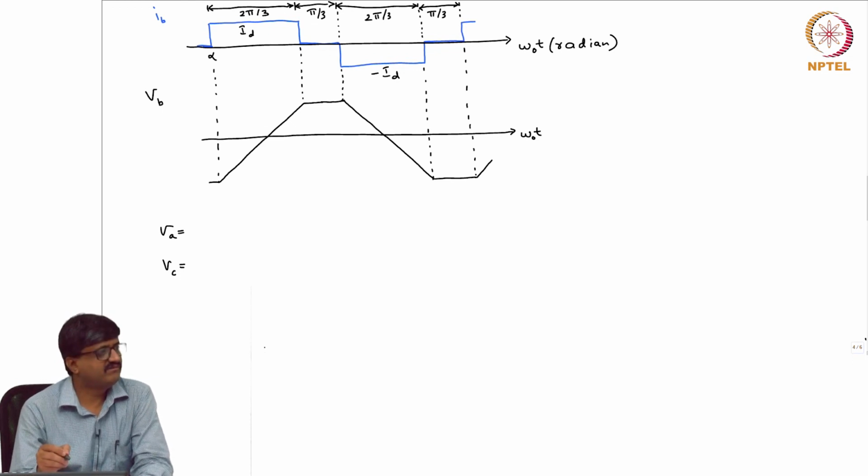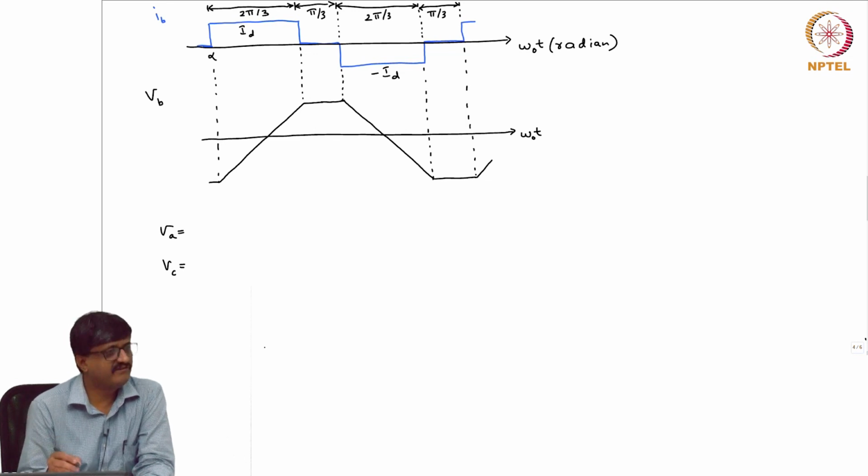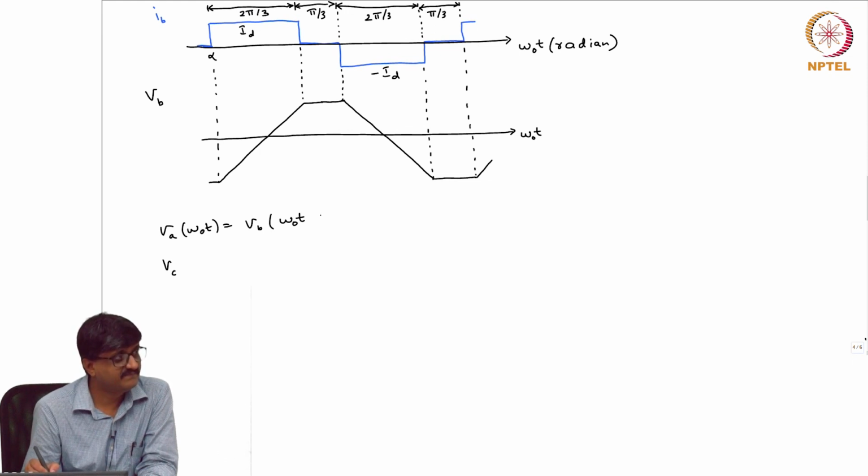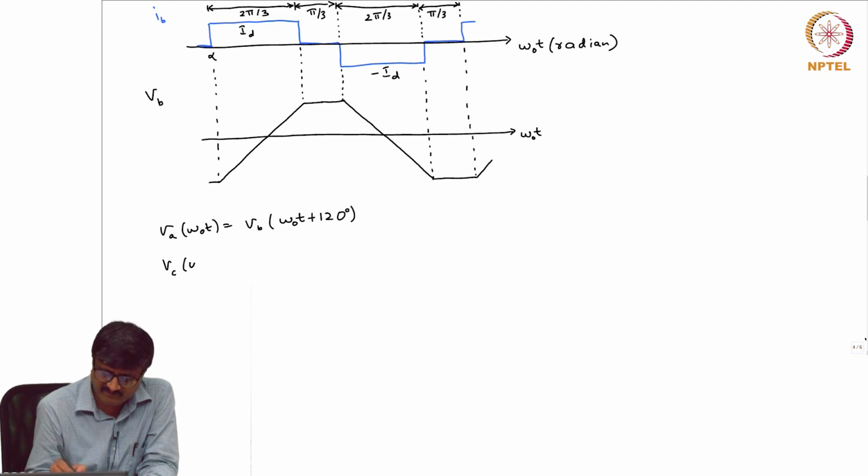So VA can be said to be identical to VB except that there is a phase shift of 120 degrees. So can I say that VA is VB of, okay, to be very precise, what I should do is I should write VA of omega ot is equal to VB of omega ot plus. Similarly, VC of omega ot is VB.